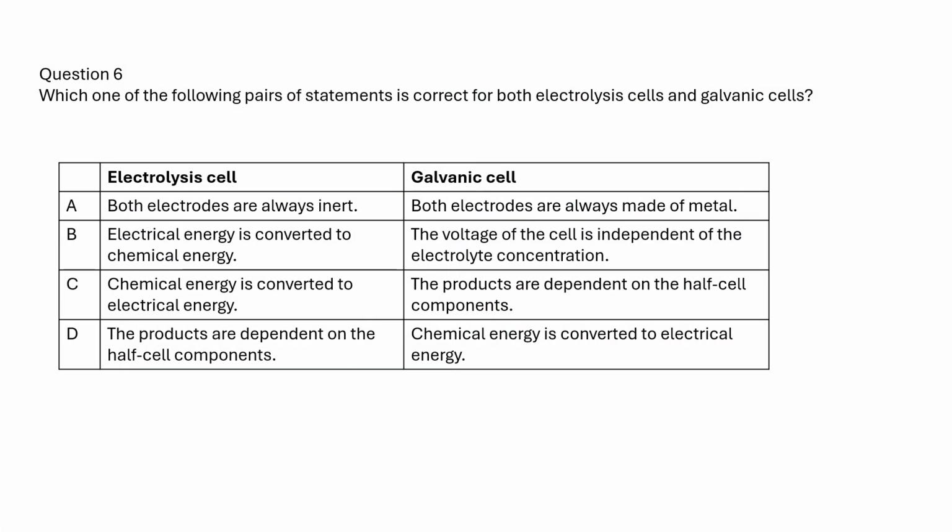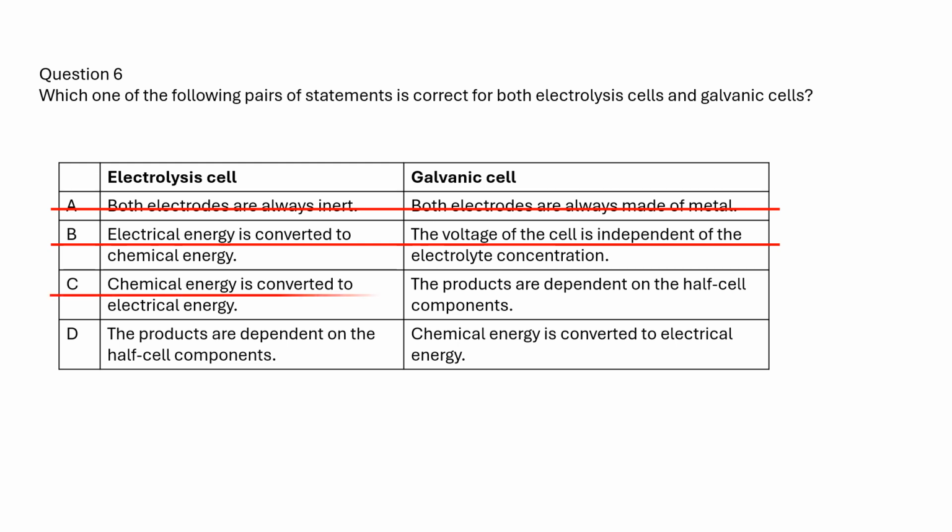In some electrolysis cells, the electrodes are not always inert. For example, iron is always used as a cathode of electrolysis cells to produce sodium and aluminum metal. So, A is eliminated. In galvanic cells, the voltage of the cells is influenced by the concentration of electrolyte. So, B is eliminated.